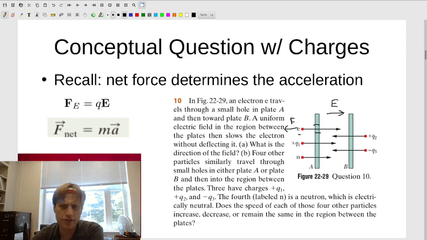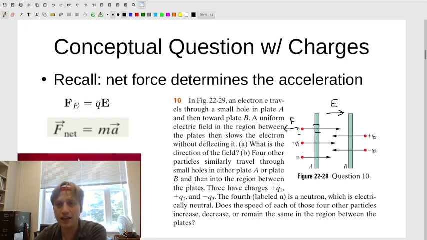Then the question asks us, four other particles similarly travel through small holes in either plate A or plate B, and then into a region between the plates. They have charges, positive charge and negative charge. So that's this, and that. The fourth, labeled N, is a neutron, which is electrically neutral. Does the speed of each of those particles increase, decrease, or remain the same in the region between the plates?